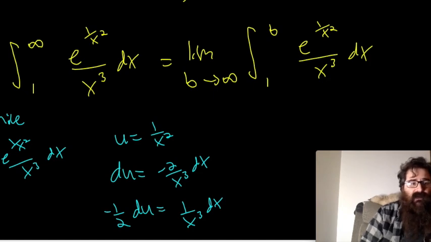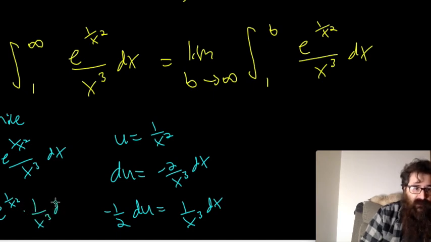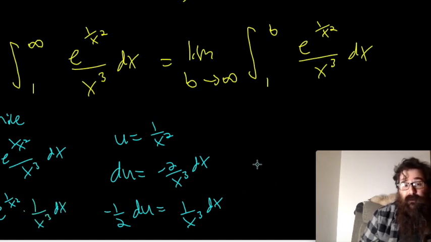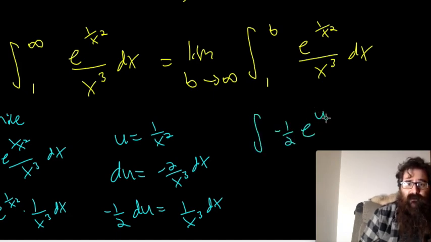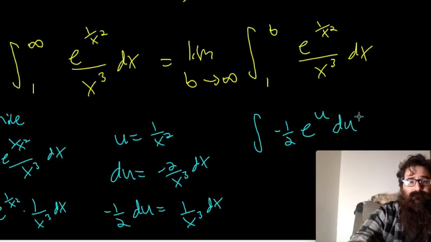And if it helps, you could even rewrite this integral as the integral of e to the 1 over x squared times 1 over x cubed dx, so you can see the parts a bit better. So this is going to become the integral of negative 1/2 times e to the u du.